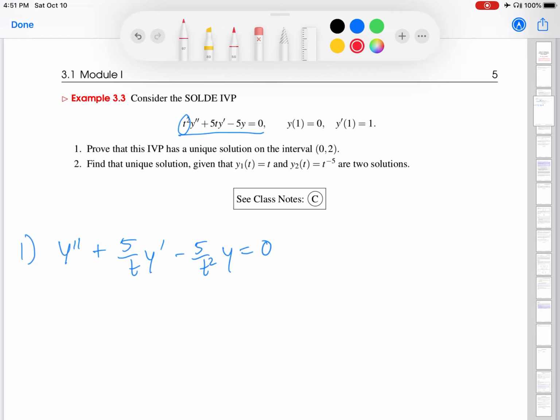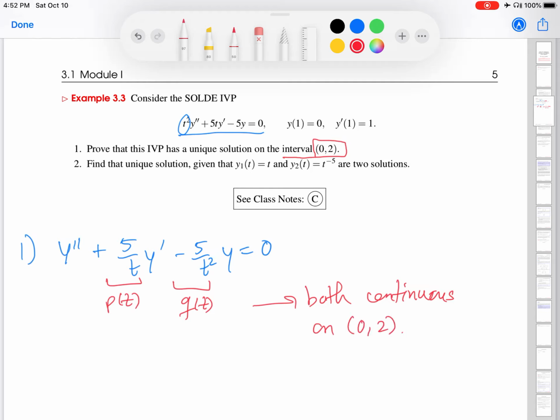From there, I can identify the p of t function and the q of t function. Now, these functions are not continuous at 0, so they're problematic there. They're continuous everywhere else. But that's okay, because we are asked to look at the interval that excludes 0. So 0 is not included in this interval, and these are both continuous on the interval that we are interested in. This is the interval (0, 2). Great, and this is a homogeneous second order linear ODE, so all of the other requirements are satisfied.